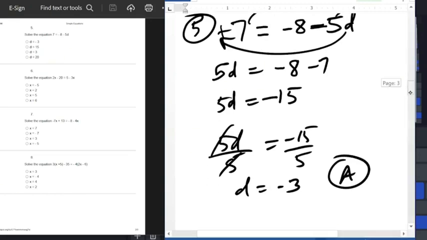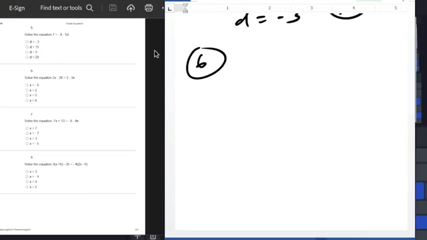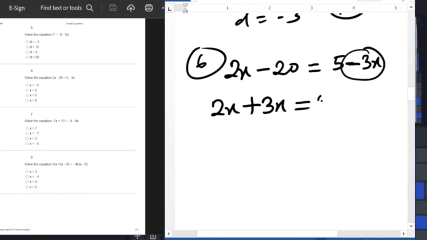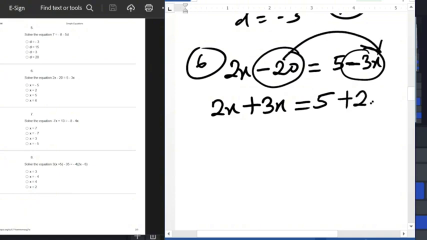For question number 6, solve the equation 2x minus 20 equals to 5 minus 3x. So what we're going to do is we collect like terms. So that means 2x and 3x will come together, plus 3x. It is minus, so it's going to turn to plus. So it remains, we have removed this, it remains 5. So this minus 20 is coming here. It is minus here, to become a plus here, plus 20.